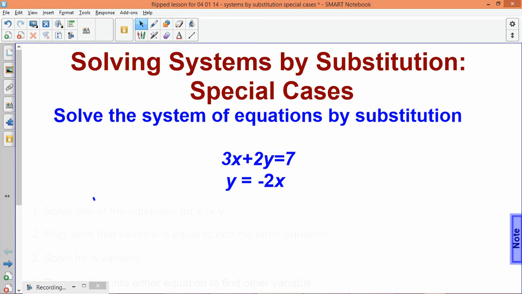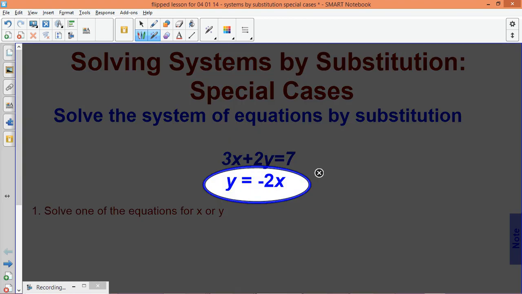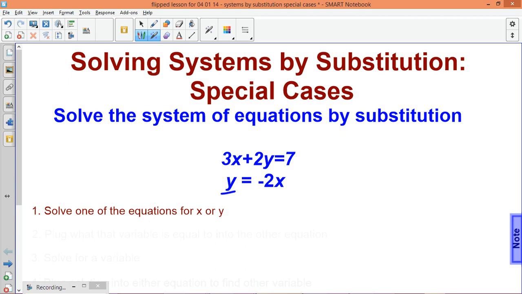Step one, first thing we are going to do is we are going to solve one of the equations for x or y. Notice that or, it doesn't matter which variable we solve for or in which equation. All I need is one of these two equations has to be solved for a single variable. Well, if you look at this second one here, y equals negative 2x, it is already solved for y. So I am actually done with step one. Great. We have solved one of the equations for y. I go on to step two.